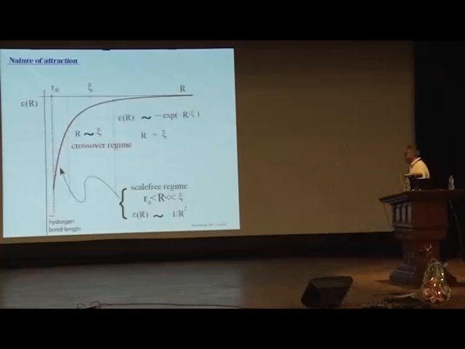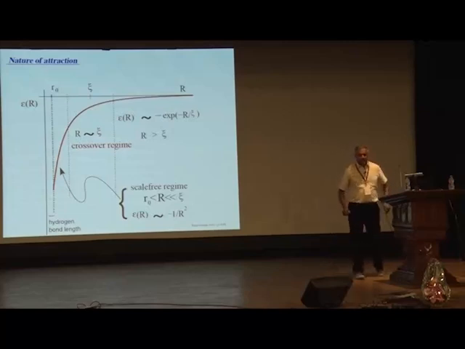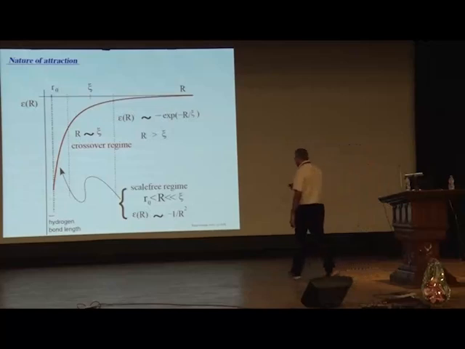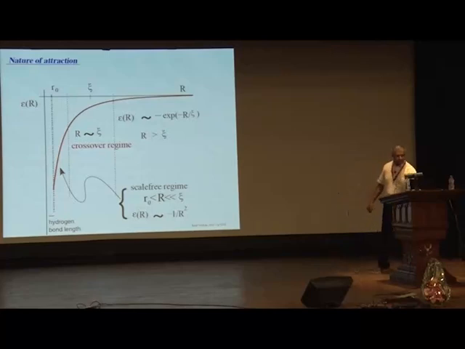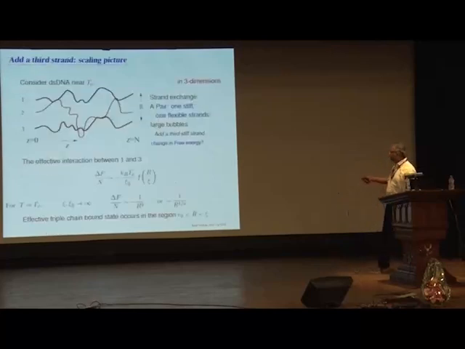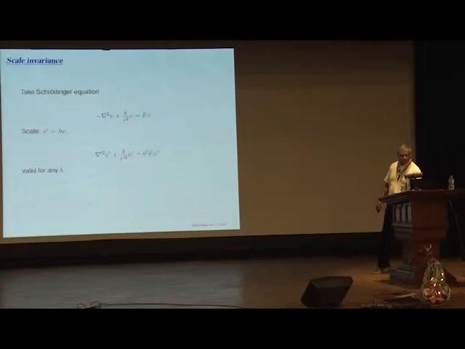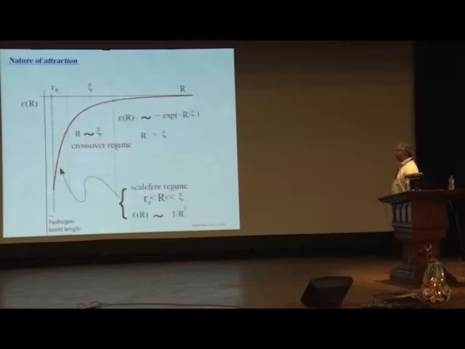So coming back to DNA, what is the effective potential between the two strands, 1 and 3? Let me again remind you. We are talking about the effective interaction between 1 and 3. This is mediated by these short scale hydrogen bonds formed by 2. But we are forgetting 2. It's the interaction between 1 and 3.